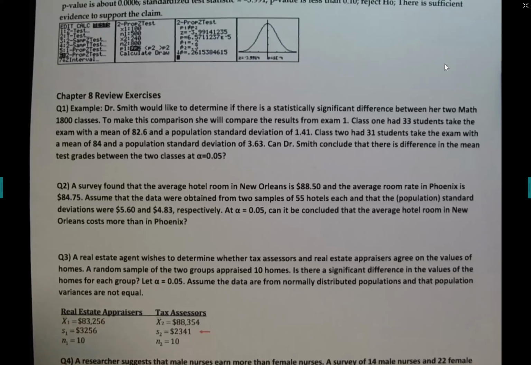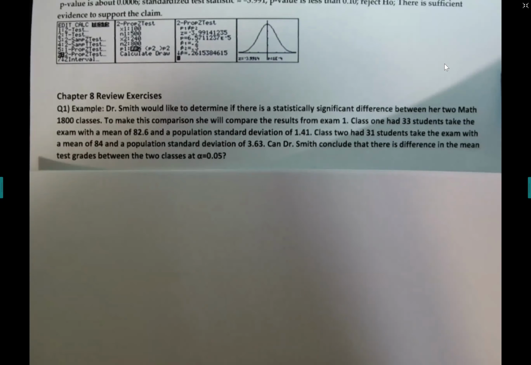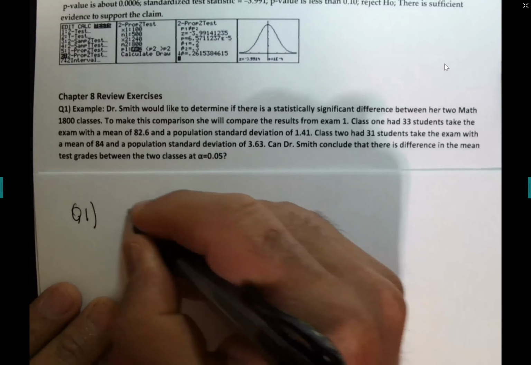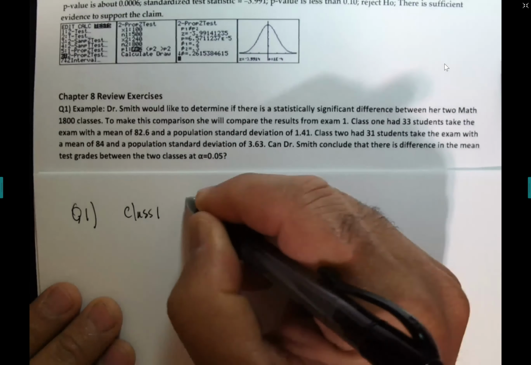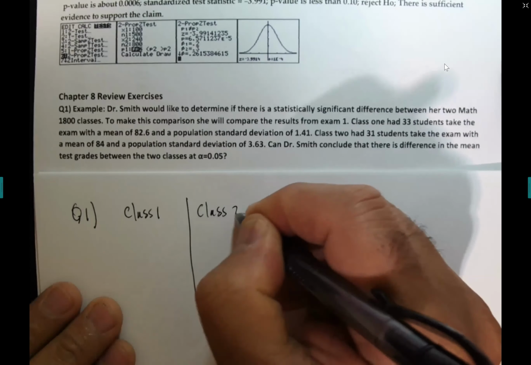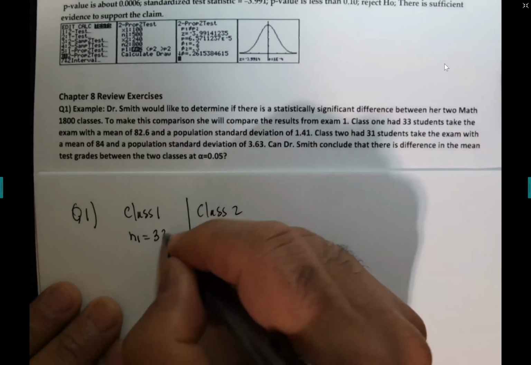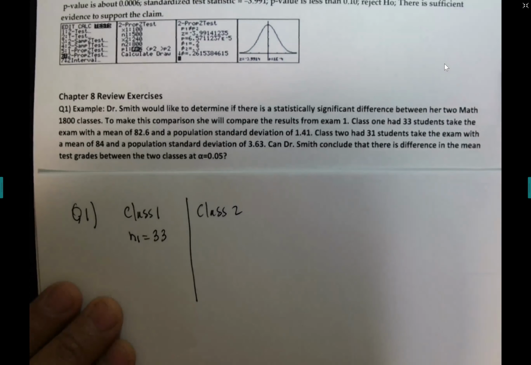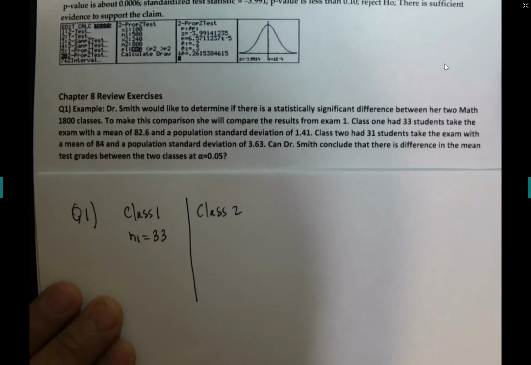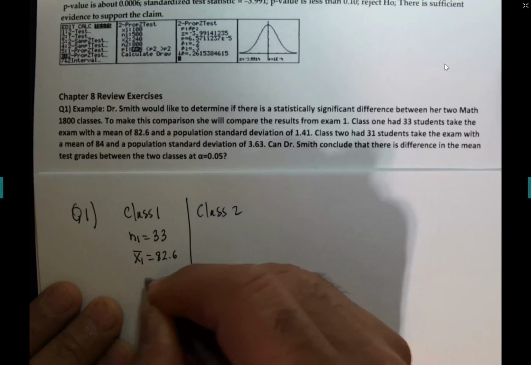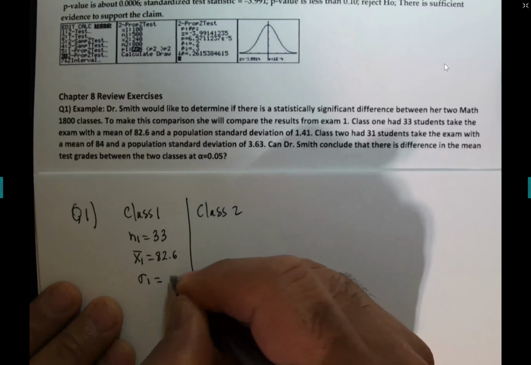See what it says, guys? Population standard deviation. So let's write down the two classes right here. So question 1. So class 1, guys, and class 2. So class 1 had 33 students. You agree with me? It's N1 equals 33. Mean of 82.6. So X1 bar is 82.6. Population standard deviation sigma 1 is 1.41.